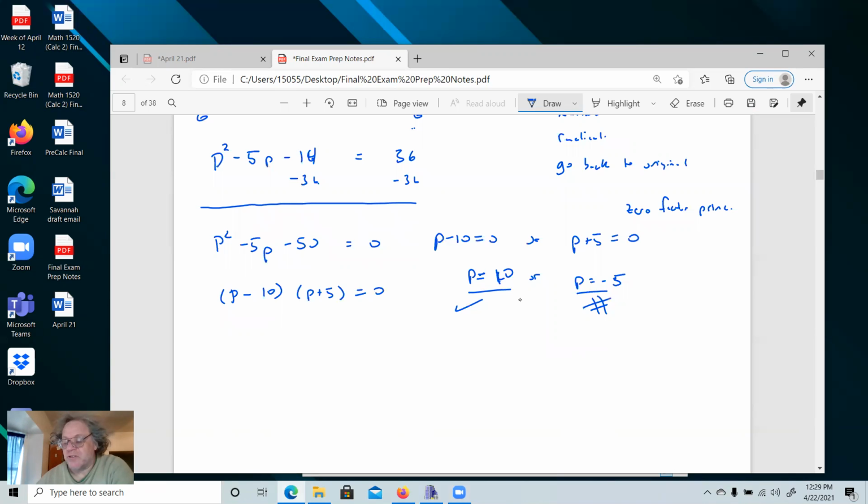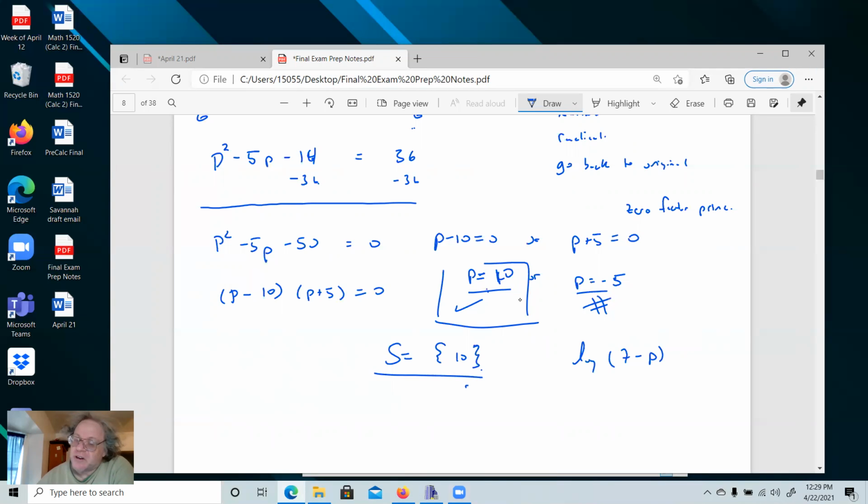Don't automatically assume that if the negative one is there, it's the one you're getting rid of. If we had something like log of 7 minus p, then the 10 wouldn't work and the negative 5 would, because you'd have a minus times a minus turning it back into a plus. So don't just automatically assume the negative one is out. You have to check them. But since we checked, our solution set is 10, and we're all set.